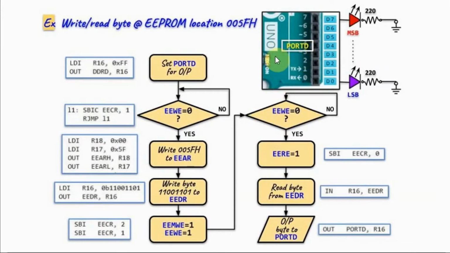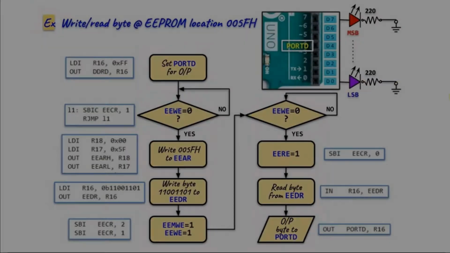Before you upload the sketch to the Arduino Uno, first remove the two LEDs connected to pins RX and TX, since these two pins will be used during the loading process. Once the sketch is successfully loaded, then you can reconnect the LEDs and observe the output on port D.